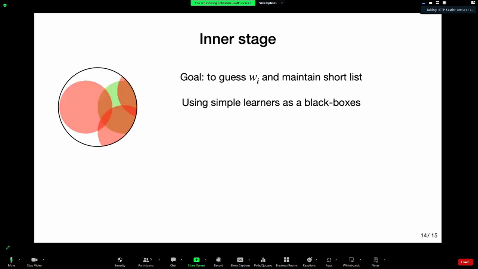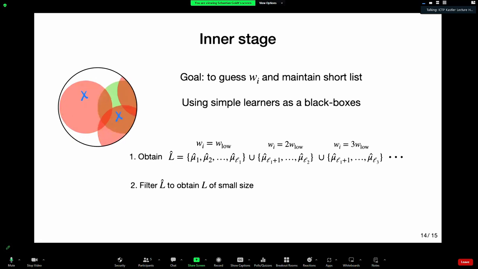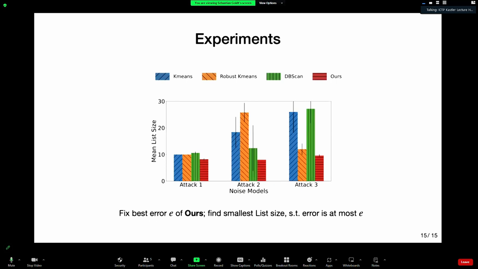Afterwards comes the inner stage. The goal of the inner stage is to estimate the weight of the component while maintaining the short list size. Here we are using simple learners, which are the older algorithms for list-decodable mean estimation, simpler algorithms in the simpler setting. Essentially, it's a grid search. We try different values of the weight parameter, from the smallest weight to larger and larger, until we obtain some list, and then we filter this list.